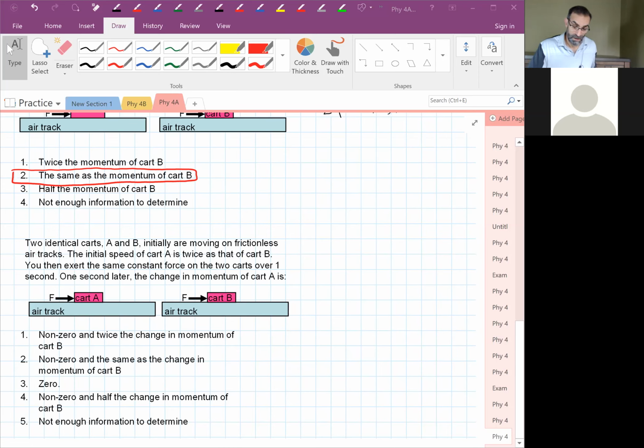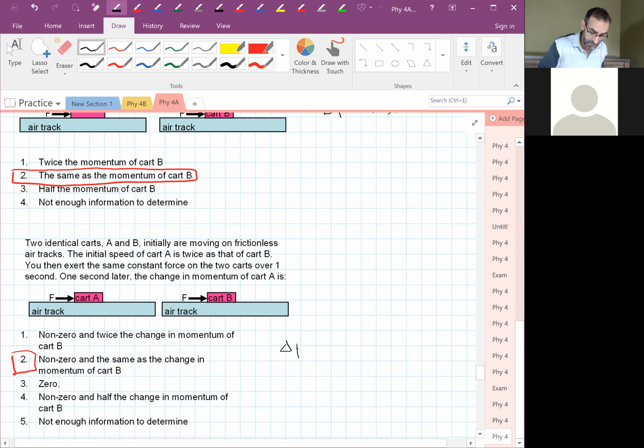Okay, good. Almost everybody said it is non-zero and equal to the change in momentum of the other. Now the final momenta are going to be different because they started at different places. They both had the same change, but at the end, they're going to be different. So the change in momentum is force times time, same for both.